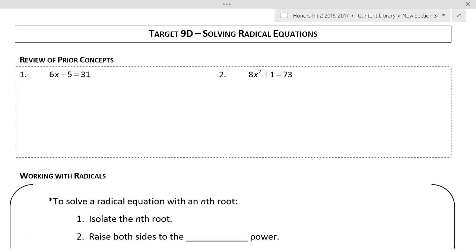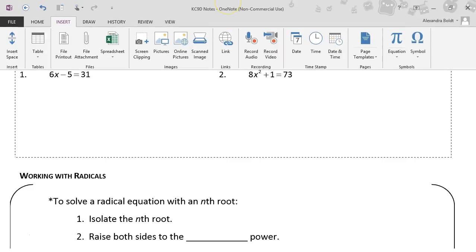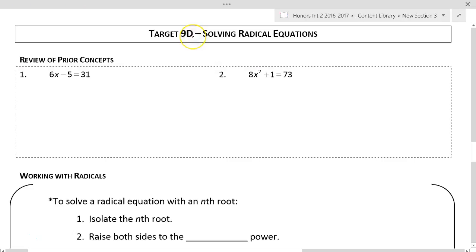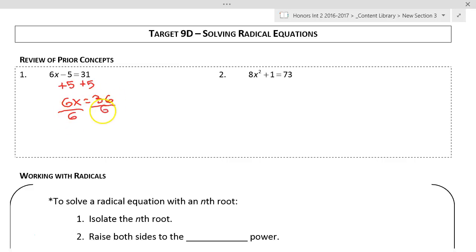So remember, if we look at number 1, we call this a linear equation because we only have an x. We don't have an x squared. When you have a linear equation, x's go on one side and constants go on the other. So right now I have 6x minus 5 equals 31. All my x's are on the left, so I'm going to move my constants to the right. I'm going to add 5 to both sides. So 6x equals 36. Divide by 6. x equals 6. It seems really basic. It should be. But a lot of us are still struggling with our equations sometimes.